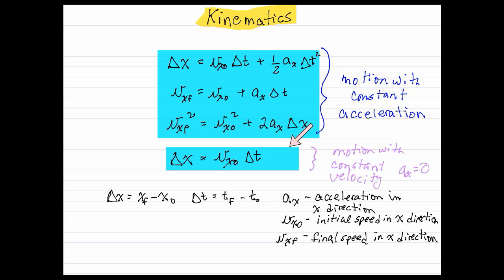And this fourth equation is when we have motion with constant velocity. If you notice, if we go back up to the first one, if we just set the acceleration equal to 0, we get this last equation.